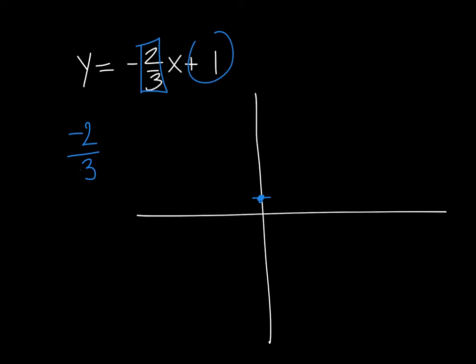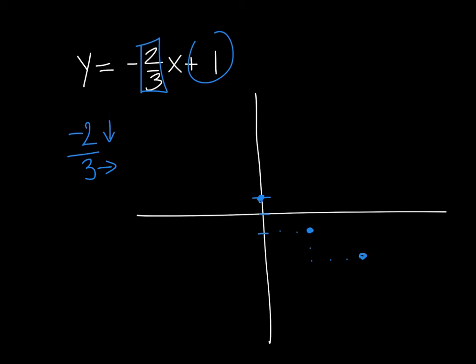I need to get rid of one of my negatives, and so I'm just going to put it on the top. That's usually where I start, I put it on the top, which means the rise is negative, so I'm going to go down, and the run is positive, so I'm going to go to the right. So I go down 2, to the right 1, 2, 3, and put my point.